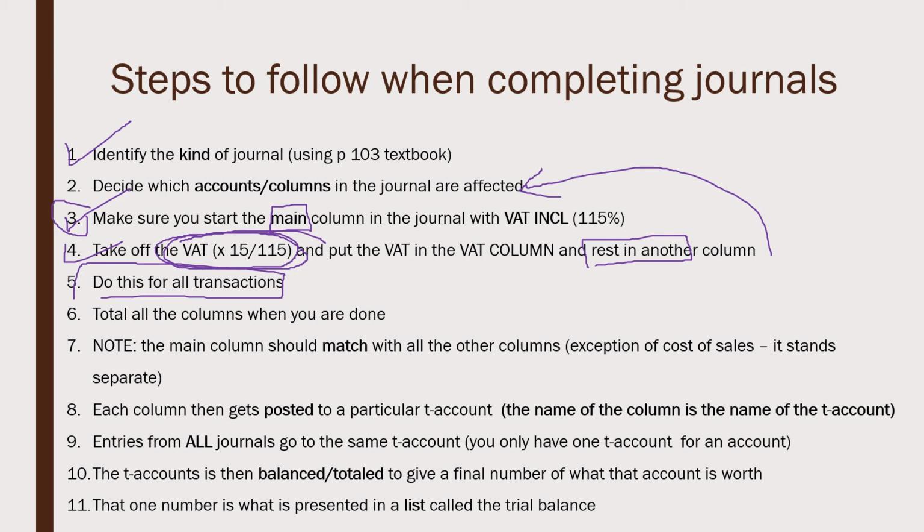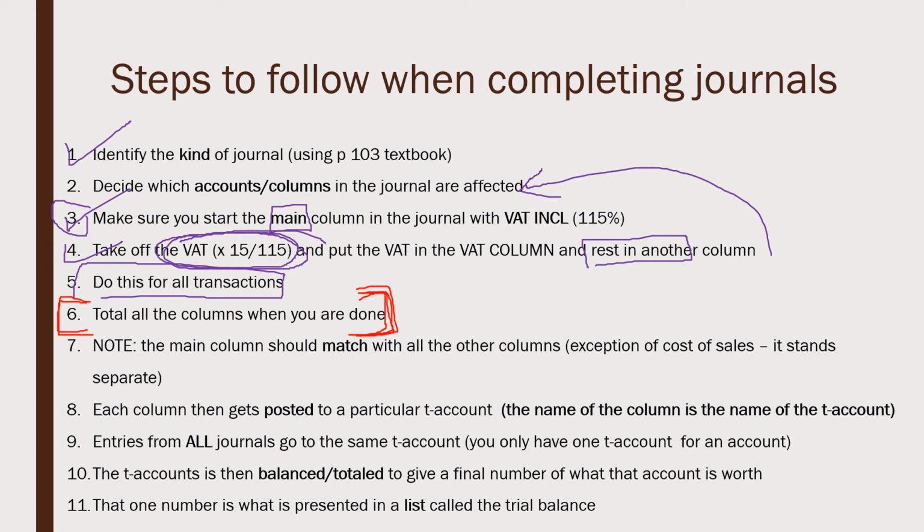And then after you've decided which columns are relevant, you put your VAT inclusive amount in the main column. If your transaction has VAT, take off the VAT then for the VAT column, and the 100% goes into whatever other column you've chosen to use. Okay, and that's your journaling process. Then when you are done with all your transactions, very important step number 6, you total all your journal columns so that you can get a one number summary of the total amount that each column in each journal increased, decreased, whatever your reasoning.